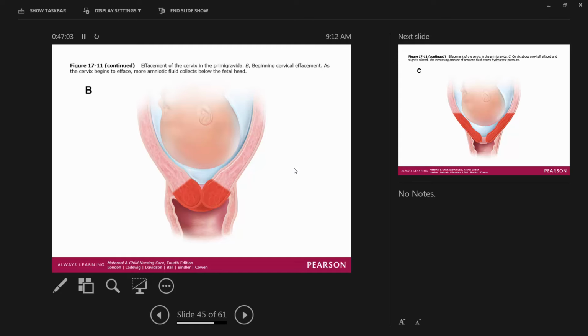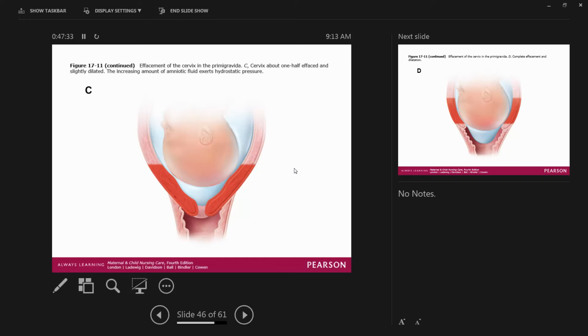If you want to notice, I'm going to throw this in here. You see this little pocket here? That's a pocket of amniotic fluid. So this woman isn't ruptured. She's still intact membranes, and the fluid is collecting there. So we can actually feel that. It's like feeling a little water balloon. And we say she has a bulging bag of membranes. That's what that's called.